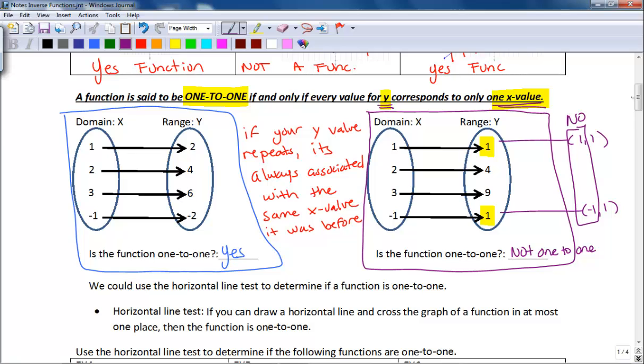Well, just like with determining if a relation is a function, we can use a line test to determine if a function is 1 to 1. We use the horizontal line test. The horizontal line test says the following. If you can draw a horizontal line that's going to cross the graph of the function at most one place, then the function is 1 to 1.